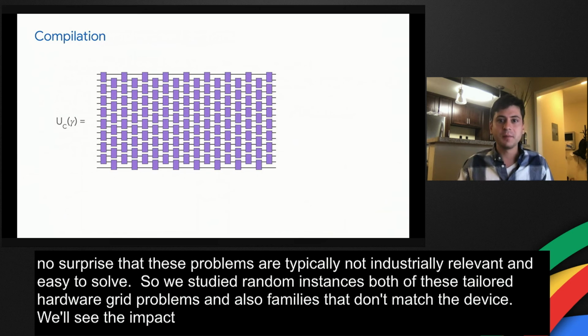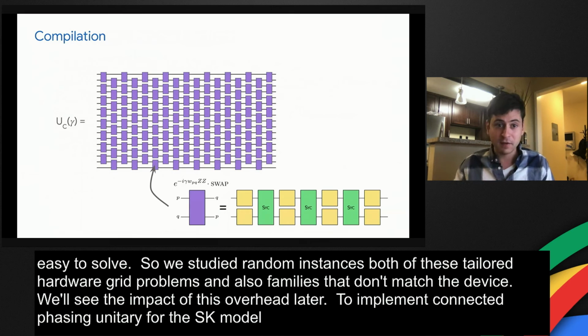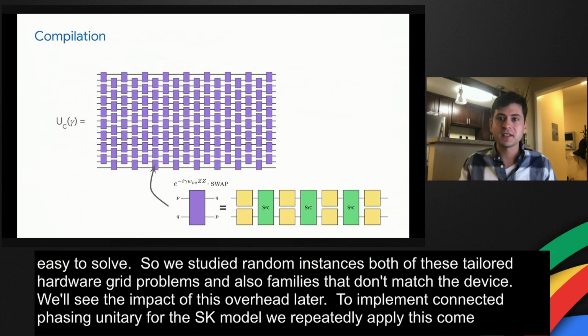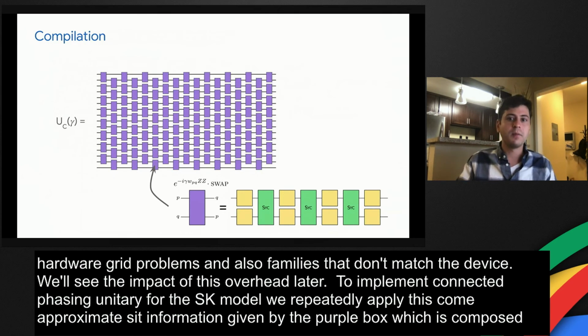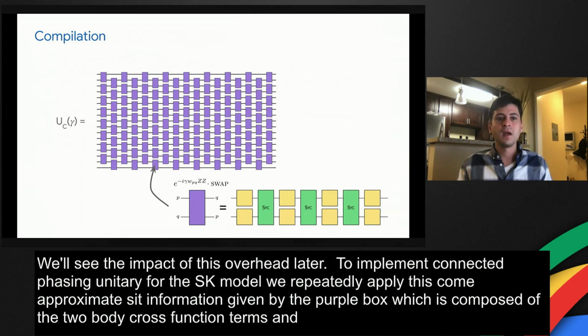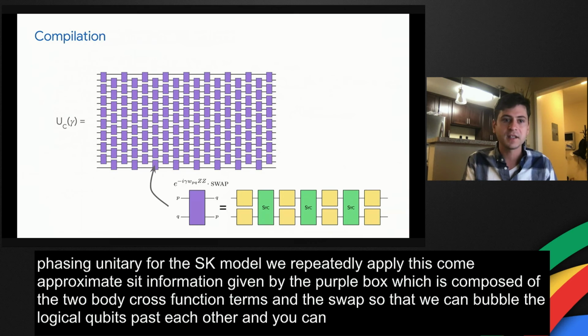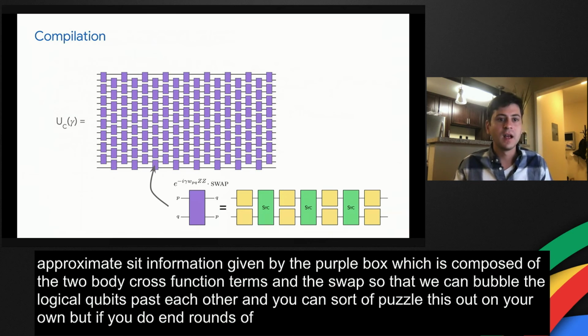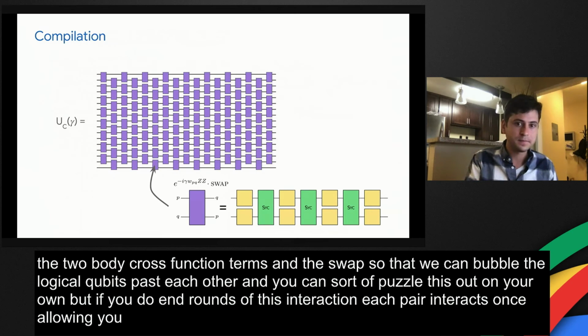So for example, to implement a 17-bit all-to-all connected phasing unitary for the SK model, we repeatedly apply this composite operation given by the purple box, which is composed of the 2 body cost function terms and a swap so that we could bubble the logical qubits past each other. And you could sort of puzzle this out on your own, but if you do n rounds of this interaction, each pair interacts once, allowing you to implement the full cost function. Luckily, there are utilities in Cirq to help you with these sorts of tricks in compilation.